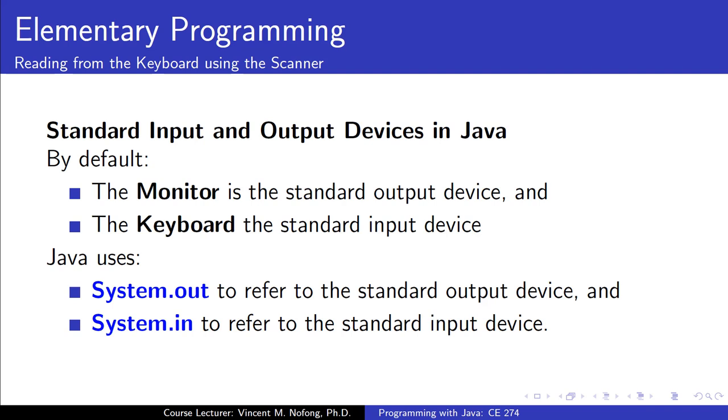Before we look at how we can read the inputs from the user, we need to understand that on our computers, the default output device is the monitor, whilst the keyboard serves as the default input device. And in Java, the system.out is used to refer to the standard output device. That is, if we want to display output information, while the system.in is used to refer to the standard input device. That is, if we want to take information into our applications.